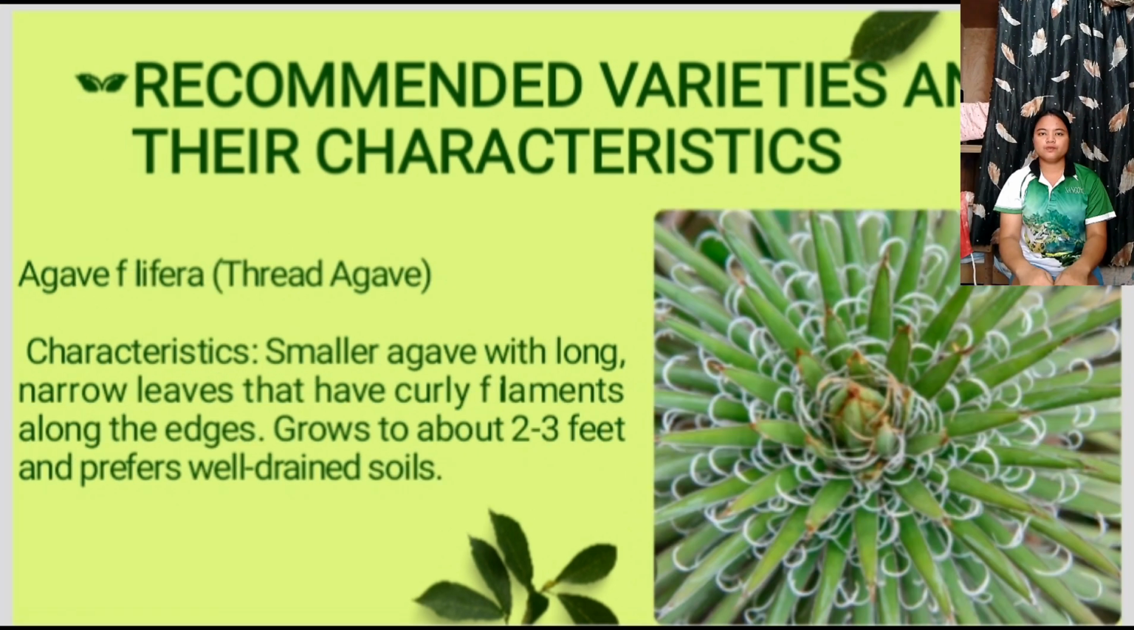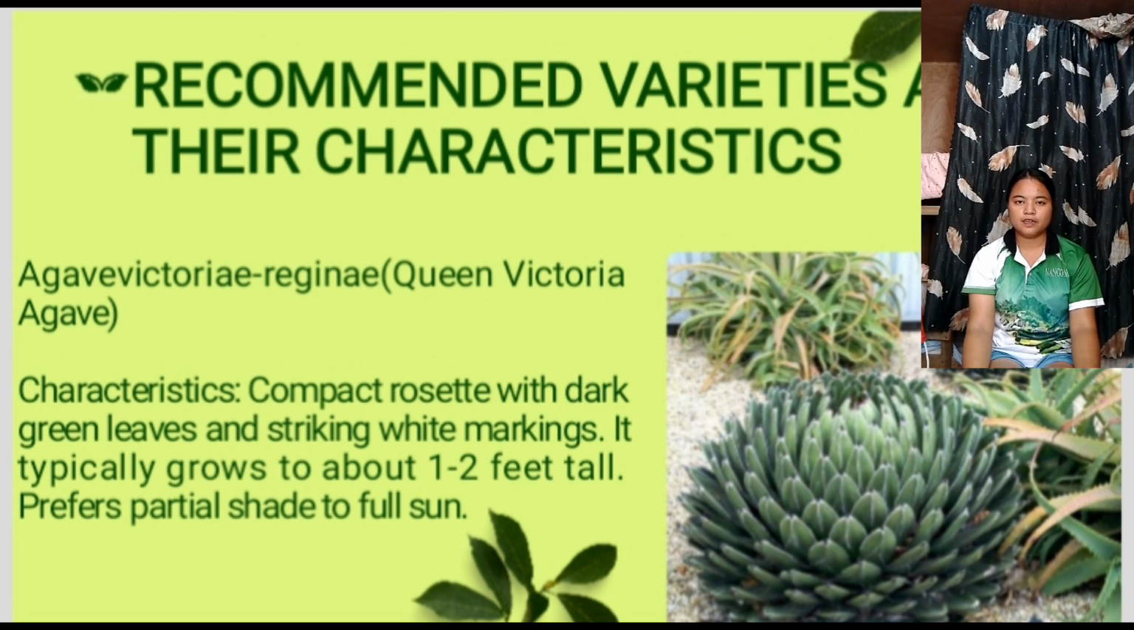It's also drought tolerant. So for Agave filifera, their characteristic is smaller agave with long, narrow leaves that have curly filaments along the edges. It grows to about 2 to 3 feet and prefers well-drained soils. So for Agave victoriae-reginae, their characteristic is compact rosette with dark green leaves and striking white markings. It typically grows to about 1 to 2 feet tall. They also prefer partial shade to full sun.